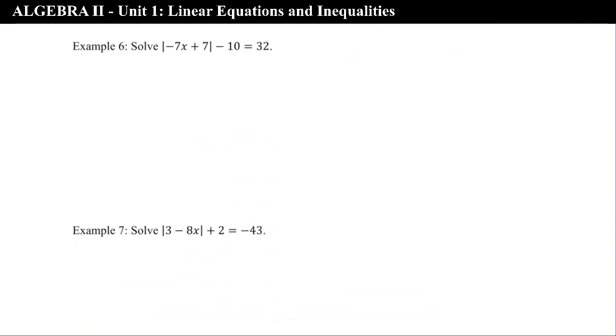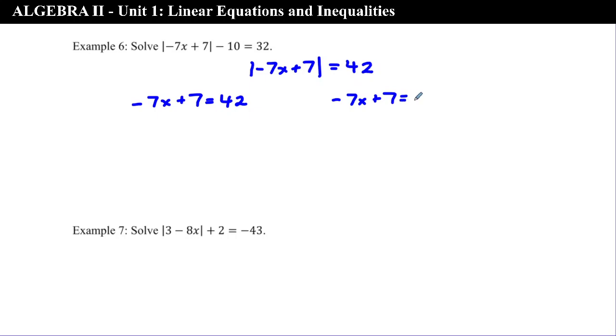Let's solve this one. Well, the first thing we have to do here before we split it up is we got to get the absolute value by itself. And we do that by adding 10 to each side. So when you add 10 to 32, you get 42. And now we're going to split it up. You have negative 7x plus 7 equals 42, and negative 7x plus 7 is equal to negative 42.